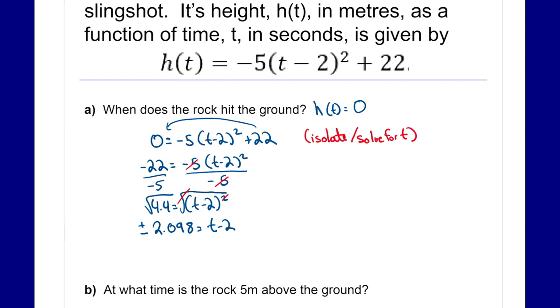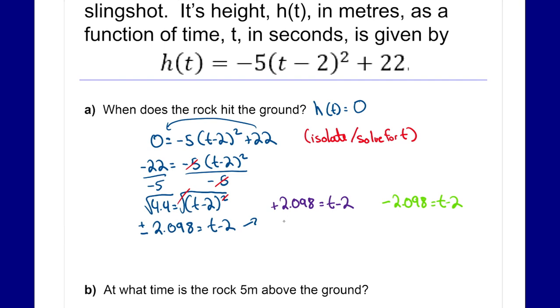So we're now going to look at two different scenarios. One, we're going to look at positive 2.098 equals t - 2. And we're going to look at negative 2.098 equals t - 2. So we're going to look at two different scenarios now with our two possible answers.